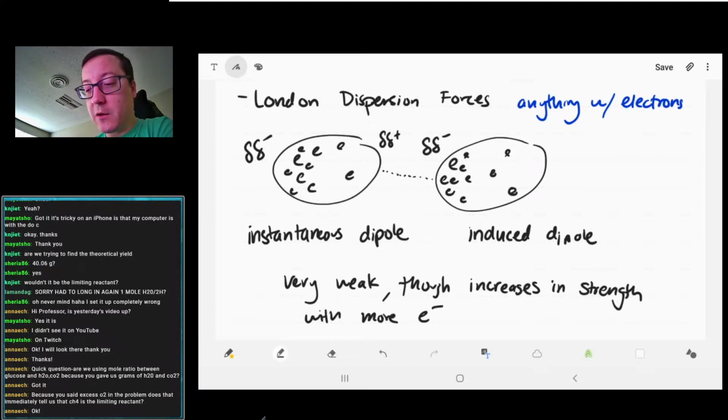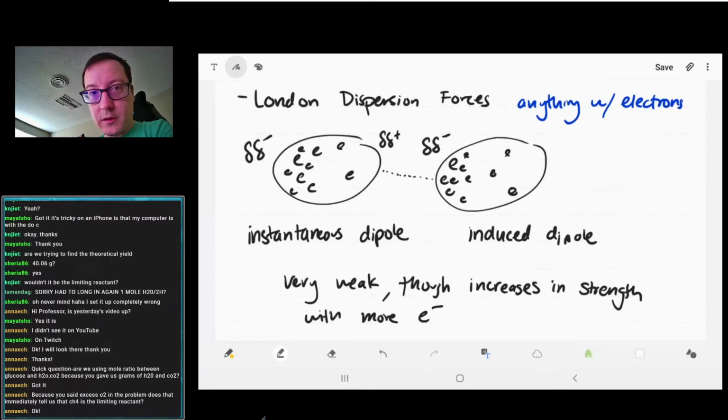All right, so how it works: electrons zipping around happen to be on one side of the atom at a given time. That induces another molecule or atom to do the same thing, and those can have a favorable interaction for a short period of time before the electrons disperse again. So this is very short-lived, a fraction of a second, and it can induce another dipole in another molecule or atom.